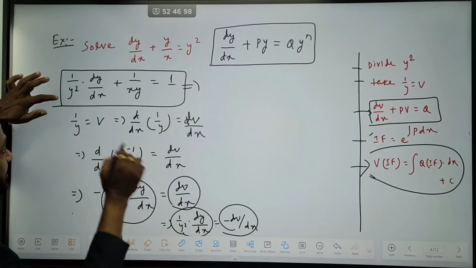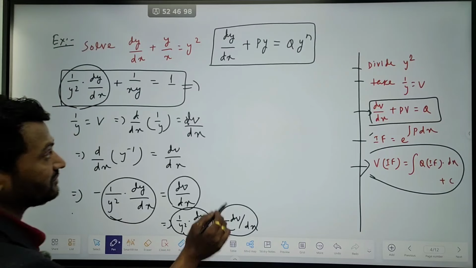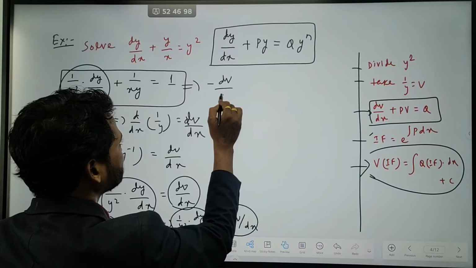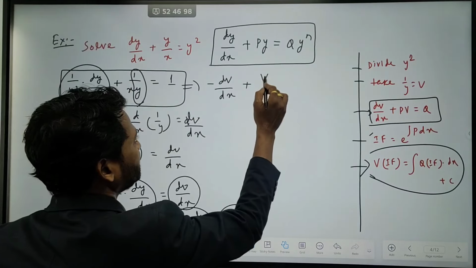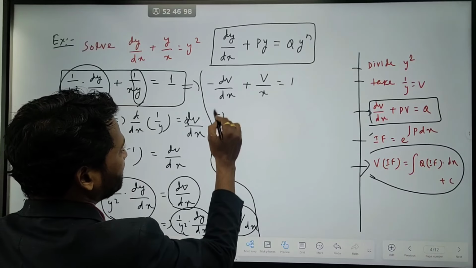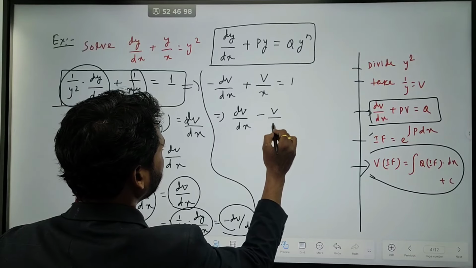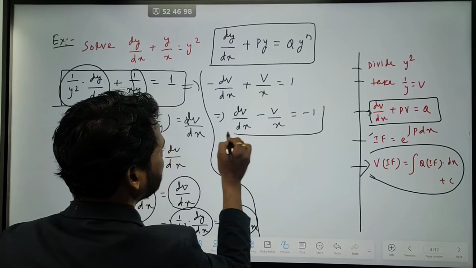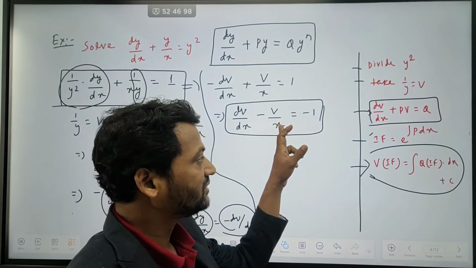If I put this value in this equation, so in place of 1 by y square dy by dx it is minus of dv by dx. So minus of dv by dx plus 1 by y is v, so it will be v by x is equal to 1. Understood? So you multiply minus on LHS and RHS. So dv by dx minus v by x is equal to minus 1. Then that is the standard form of a linear differential equation.